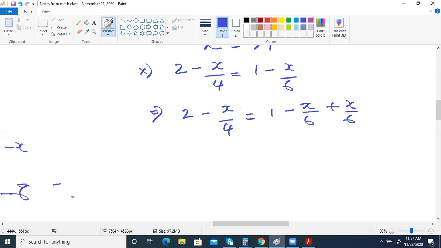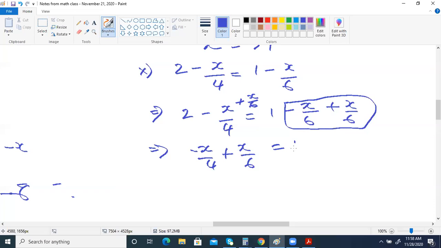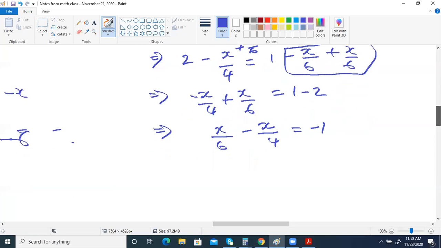So let's think of that being in line. And then in the next step, I'm going to subtract 2 from both sides. So on this side, I have x over 4 plus x over 6. And then over here, this is gone, and now I have 1 minus 2. I'm going to fix this up a little. I'm going to put the positive 1 in front. You don't have to. And then this becomes minus 1. So simple that way.